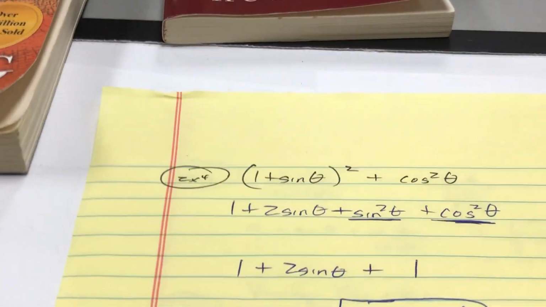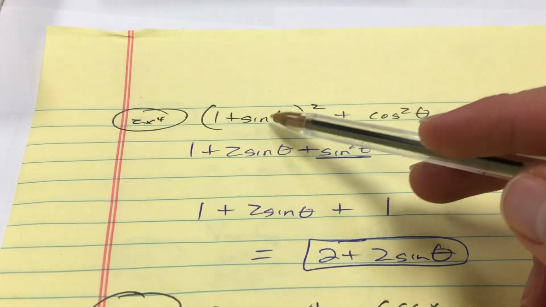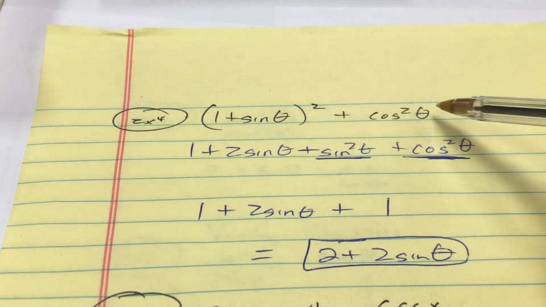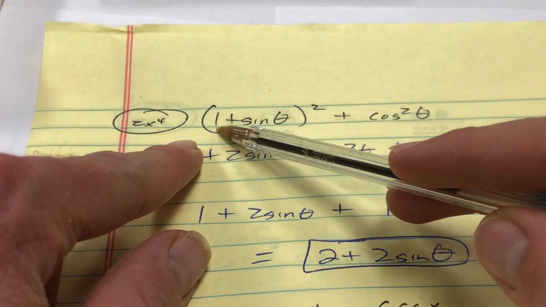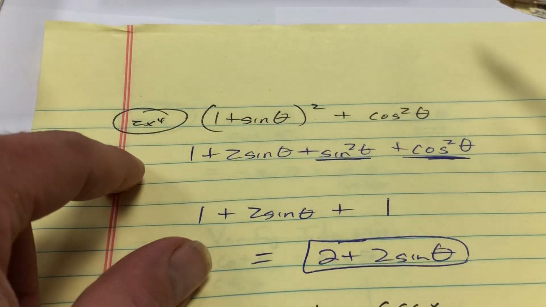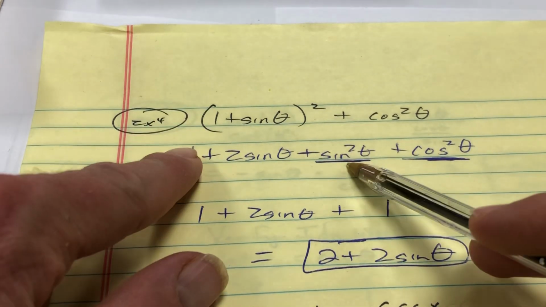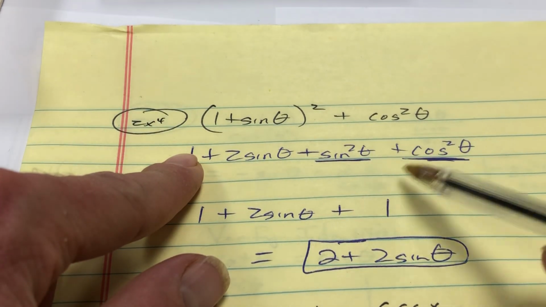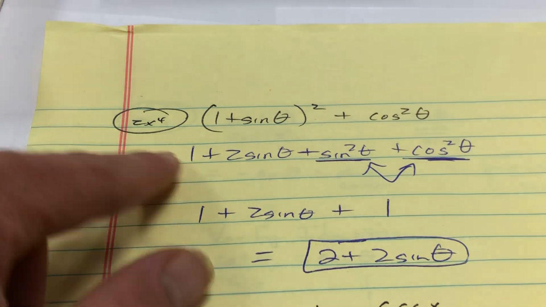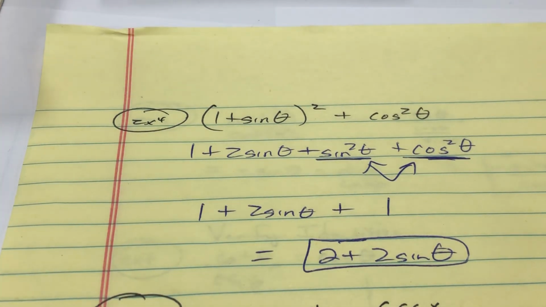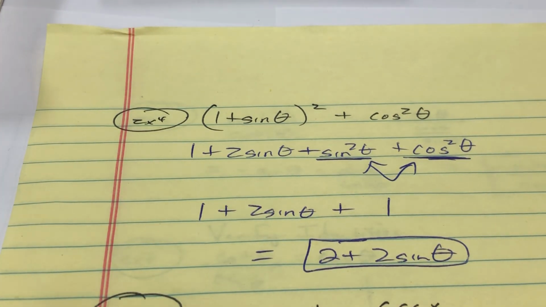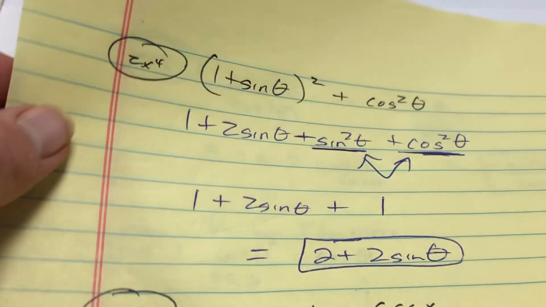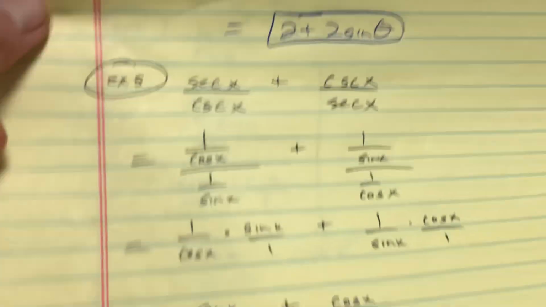All right, so again, example 4. Here's what we're working with: 1 plus sine theta, squared, plus cosine squared theta. I'm going to FOIL this: square the first term, square the second term. The inner product is sine theta, double it. It works just like regular foiling. Now, sine squared plus cosine squared is 1. You need to be on the lookout for cosine squared theta plus sine squared theta, or sine squared theta plus cosine squared theta, because that is 1. 1 plus 1 is 2. 2 plus 2 sine theta is a relatively nice answer. You can pause this when you need to.